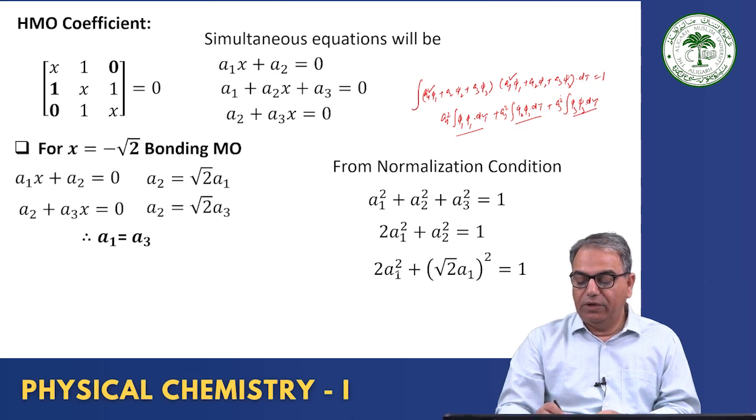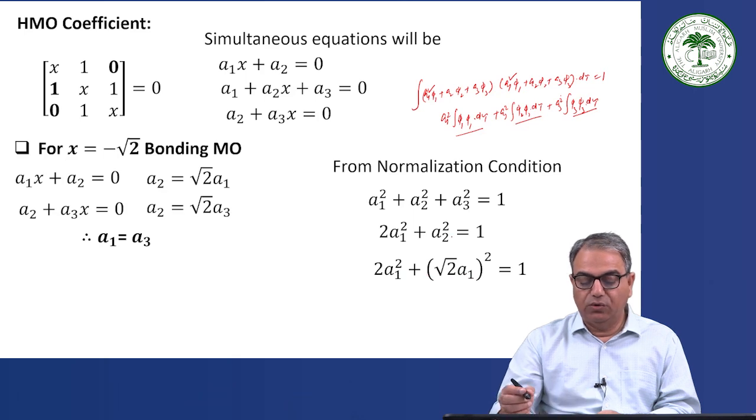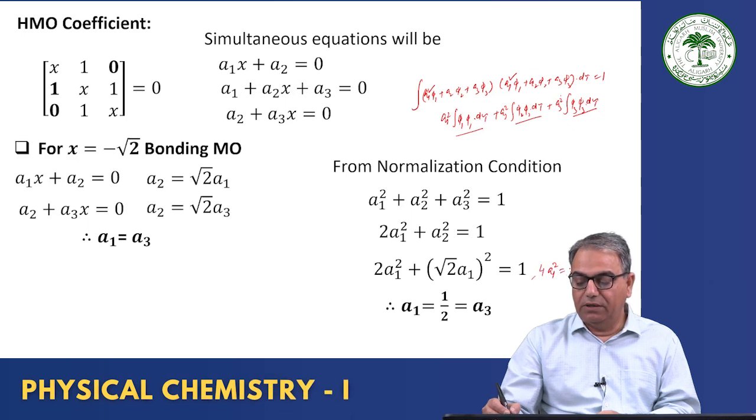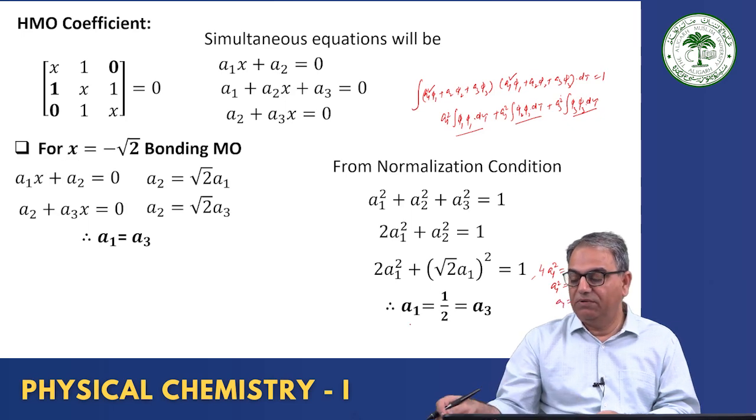So, you know the A2 value is root 2 A1. I have put the A2 value here, so 2A1 square plus the square of this one will be again 2A1 square. So it will be 4A1 square is equal to 1. So A1 square will be 1 by 4 and A1 will be 1 by 2, and so A3 will also be 1 by 2.